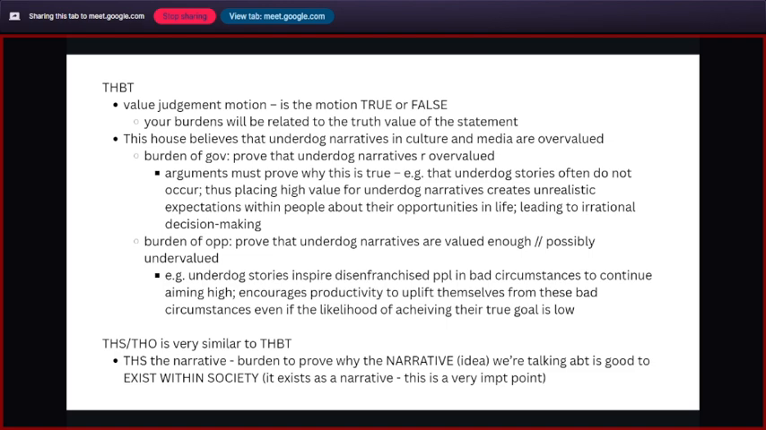Then why is this good, that they're valued enough, right? Especially just proving that they're valued enough, right? Because the motion is just saying, oh, underdog narratives in culture and media are overvalued. So your job as opposition is to oppose this idea, say that they're not overvalued and in fact they are valued enough, right?